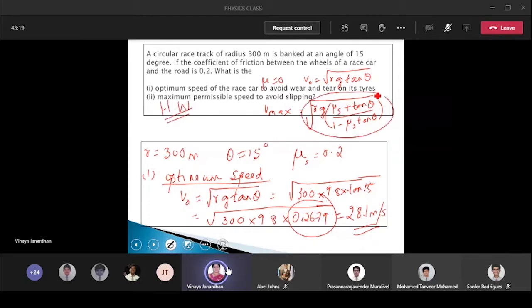Boys, only substitution. You know what is the value of tan 15? 0.2679. So you know the value of R, acceleration due to gravity. You want to take it as 10, take it as 10. Mu is given as 0.2. So you can use the second one. It's direct substitution. First one you copy down. Second one you do it as a homework.